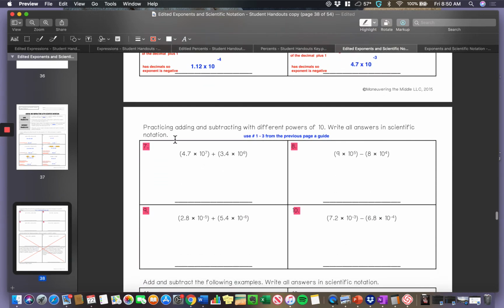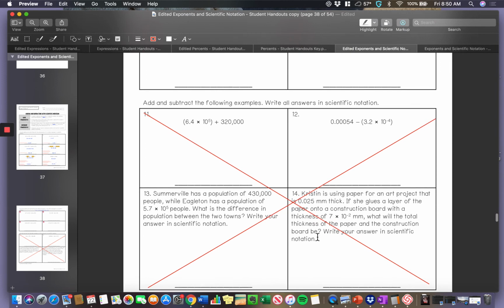Alright, so on the next page, you're going to be practicing adding and subtracting with different powers of 10 and write all your answers in scientific notation. So we can just use numbers 1 through 3, for example, from the previous page as a guide. So you're going to be doing 7 through 10 on your packets or on Kami. And then I crossed out 11 through 14.